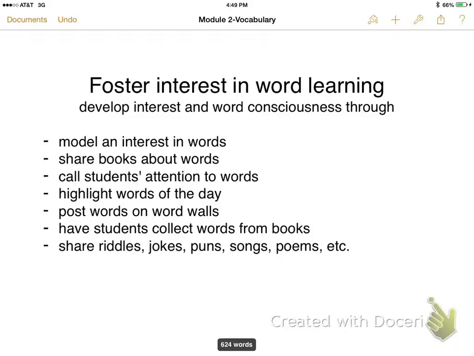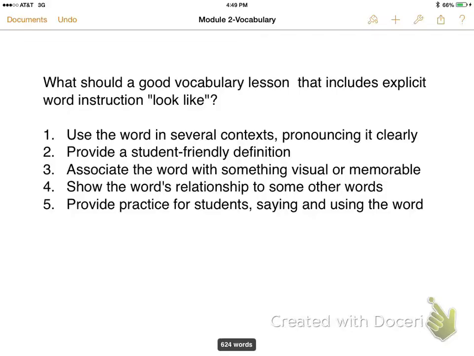Posting words on the word walls. Having words up everywhere. Have students collect words from books, looking through their books and collecting words. Share riddles, jokes, puns, songs, poems, because all of those are fun ways to play with words. So you want students to be able to do that and to get a feel for playing with those words.